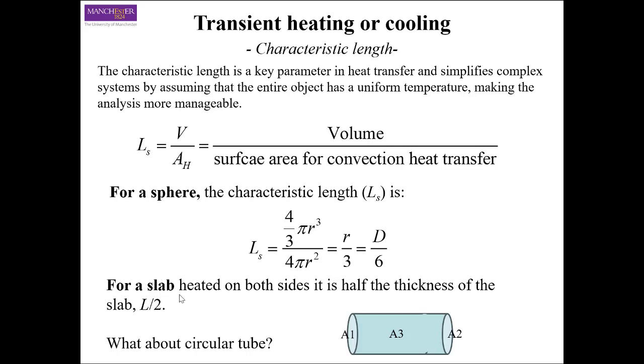Similarly, for a slab heated on both sides, the characteristic length of the slab would be half the thickness of the slab. And for a circular tube like a cylinder, as you can see here, we can also calculate its characteristic length by taking the ratio of its volume, the volume of the cylinder, divided by the total surface area. In this case, the total surface area would be the surface area on this side, that is the cross-sectional area here, the cross-sectional area here, and the curved surface area. So it will be A1 plus A2 plus A3.